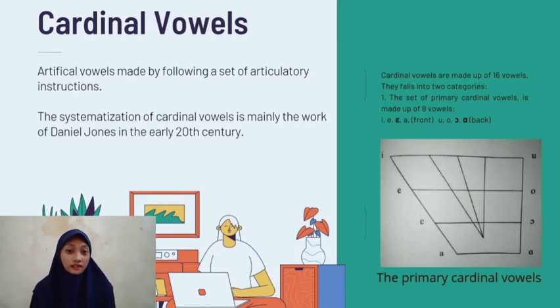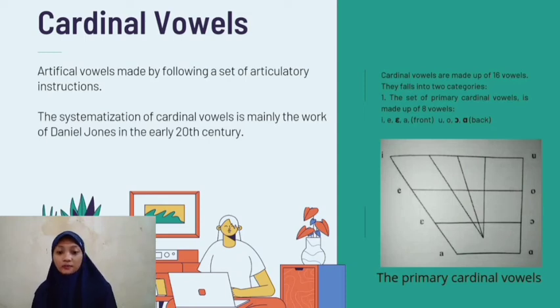So now is the cardinal vowels explanation. The cardinal vowels are artificial vowels made by following a set of articulatory instructions. The systematization of cardinal vowels is mainly the work of Daniel Jones in the early 20th century. The phoneticians used them to identify the quality of each vowel in different languages. And the cardinal vowels are made up of 16 vowels. They fall into two categories.